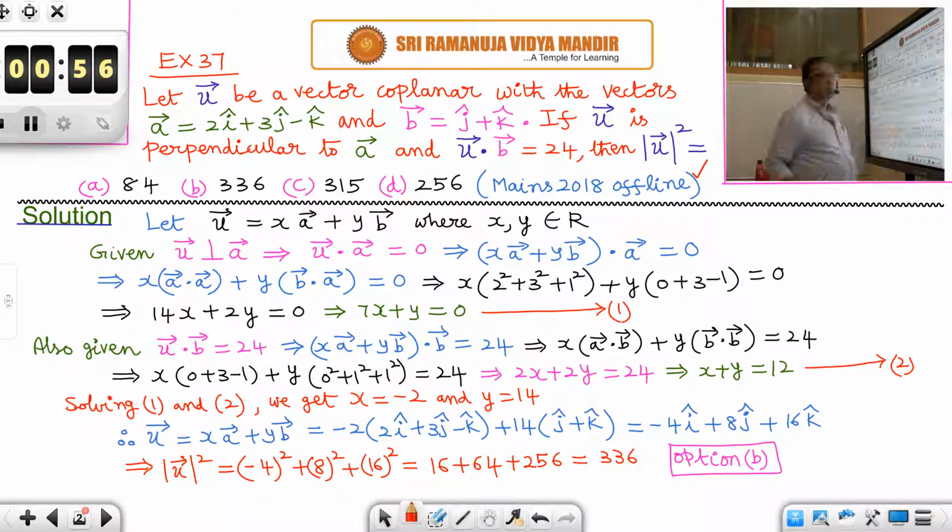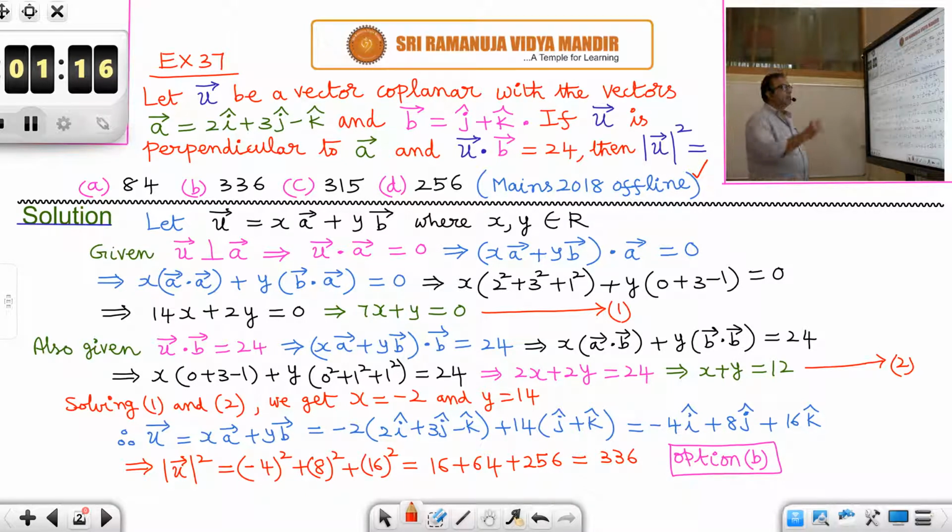Mains 2018 offline paper. So offline exam, online exams. Online exams are conducted for about 3 or 4 days. Offline exam only once. So several papers will be there, different papers. So this is a question from the offline paper.